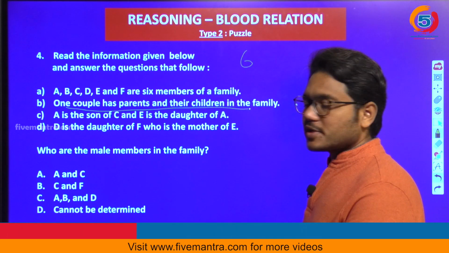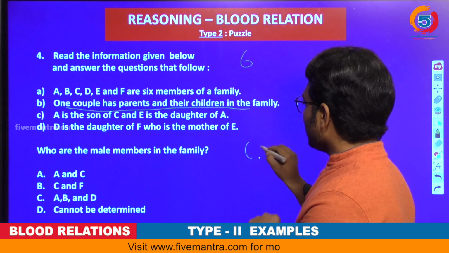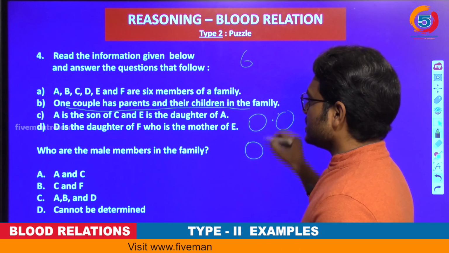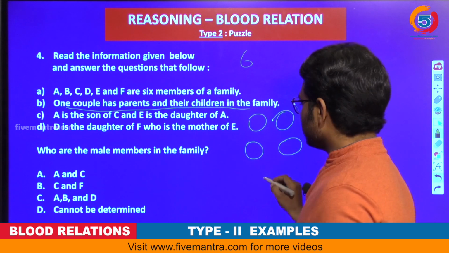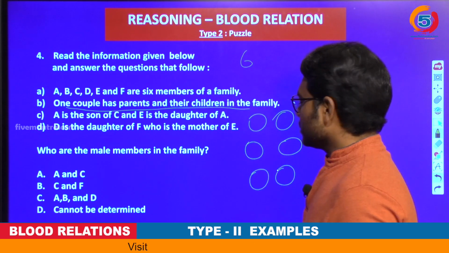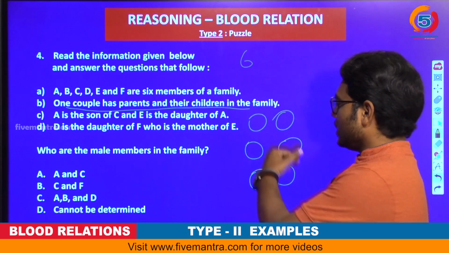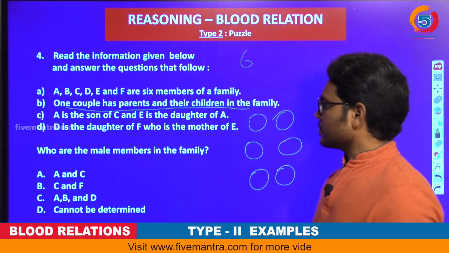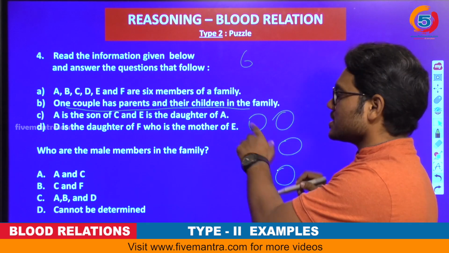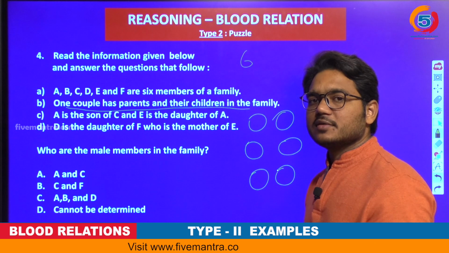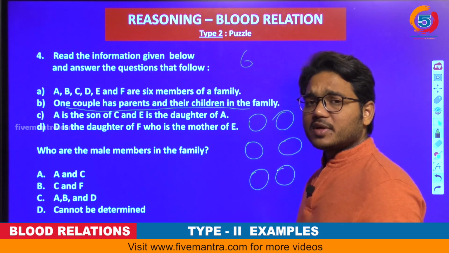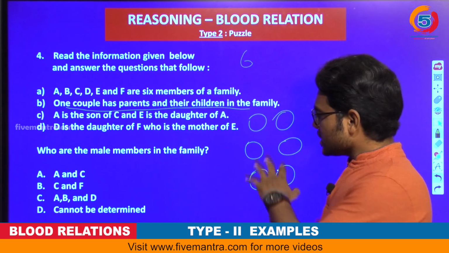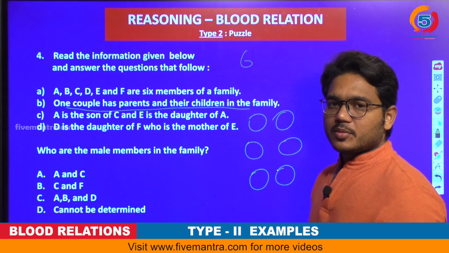Try to observe here. One couple has parents, so obviously two members as parents and their children in the family. So initially we can put it like this. So a couple has parents and children, out of 6. Anyway, since parents is given, we can take 2 here. If only one parent is given, we can only put 1 and 3 children we can put. Okay, so let us go ahead with this approach.